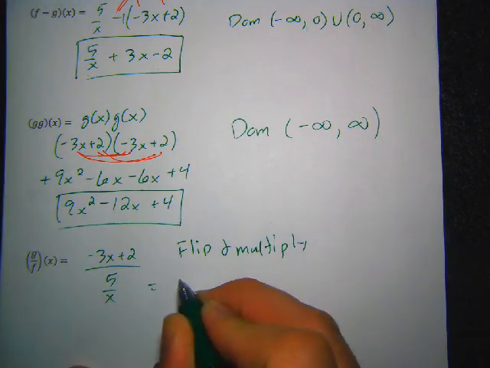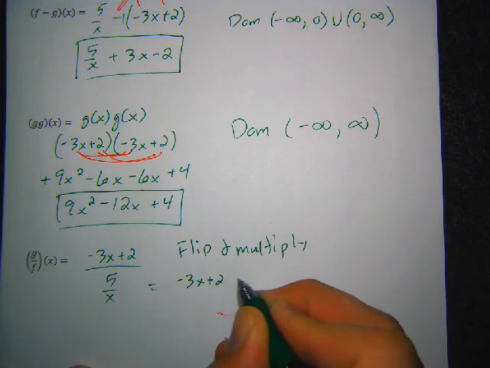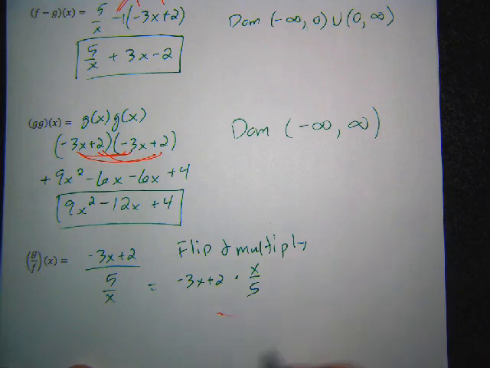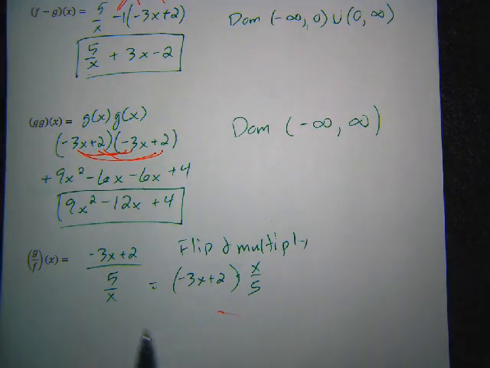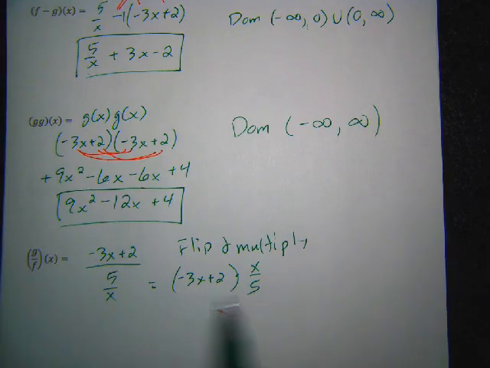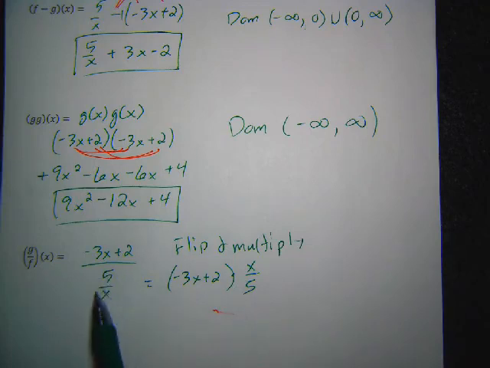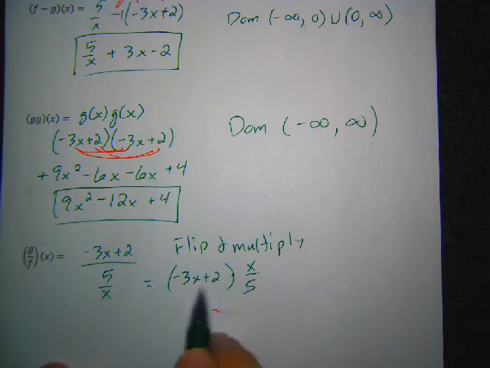So this is going to turn into negative 3x plus 2 times x over 5. Since I'm multiplying this whole thing, I'm going to use parentheses, so I distribute. So that's the trick: if you have a fraction inside your fraction, you can flip that bottom one and multiply by it. It only works if it's on the bottom. If you have a compound fraction with some on top, we have to deal with that differently. So here we do this one. Again, we're going to distribute it to both parts.